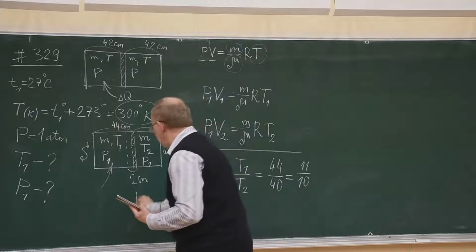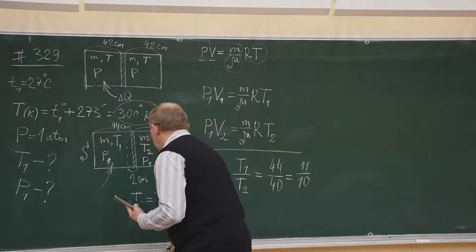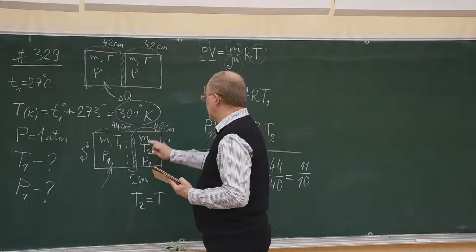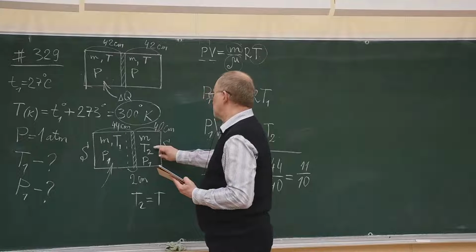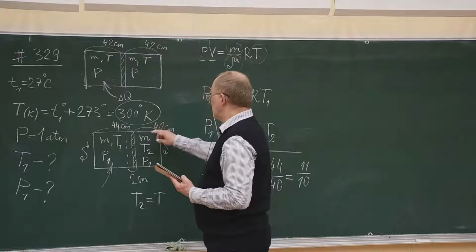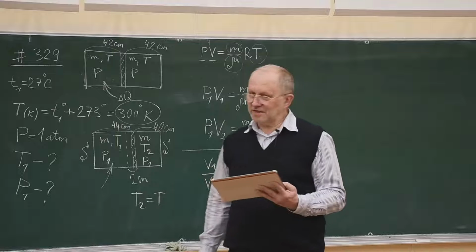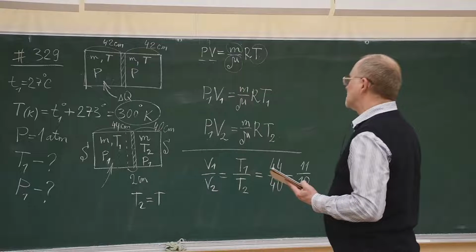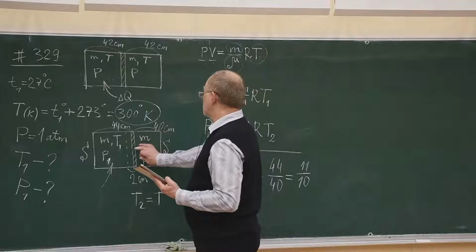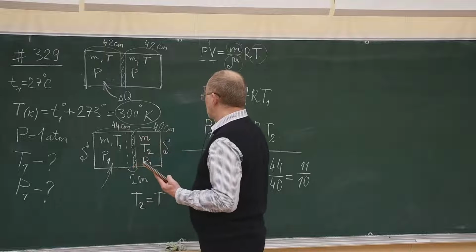T2, the final temperature here, equals the initial temperature. So the process with the gas in this right part of the cylinder is isothermal. Isothermal, it's compressed under constant temperature. Surprisingly, nothing is said about it in the problem statement. They should have mentioned that the process here in the right-hand side is isothermal.